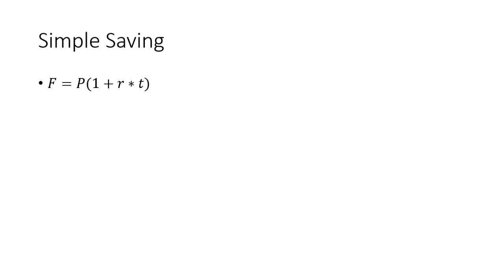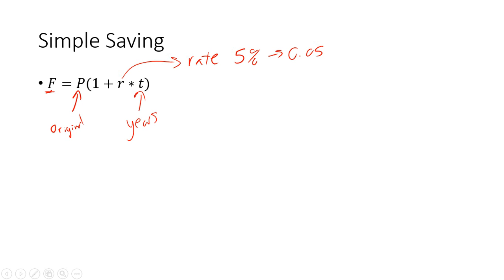Now, this formula here, F is your final, P is your principal or your original amount. All right, so P is the original amount that you put in. R is your interest rate, so the rate that you're gaining money, and this is in decimal form. So 5% you would say is 0.05. You would put that in decimal form. And T is the number of years. Now, with these simple interests, they usually are on a year-by-year basis, gaining interest each year. It's only once a year.